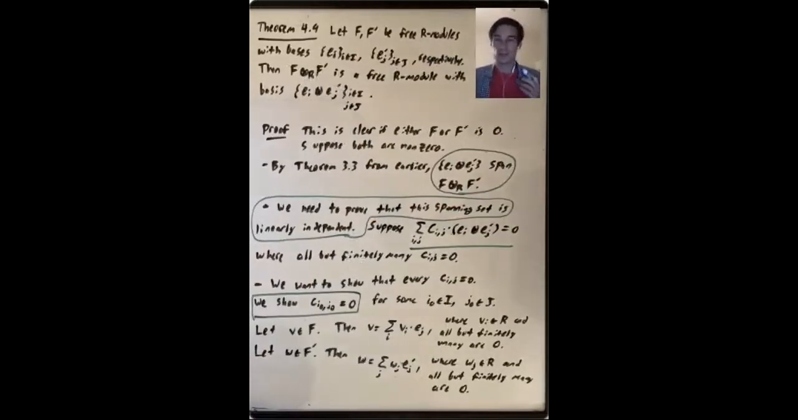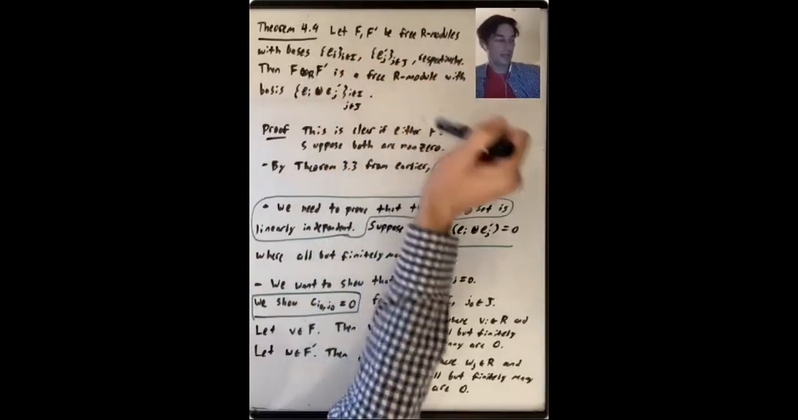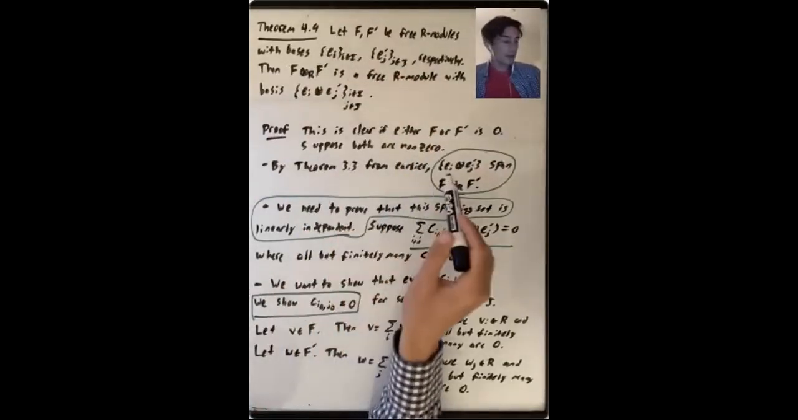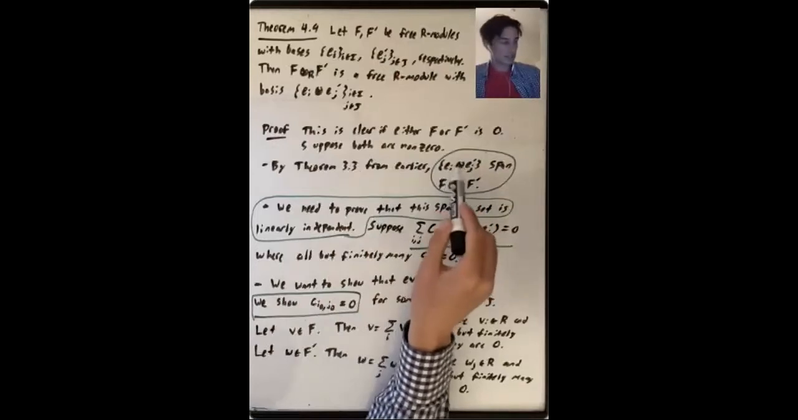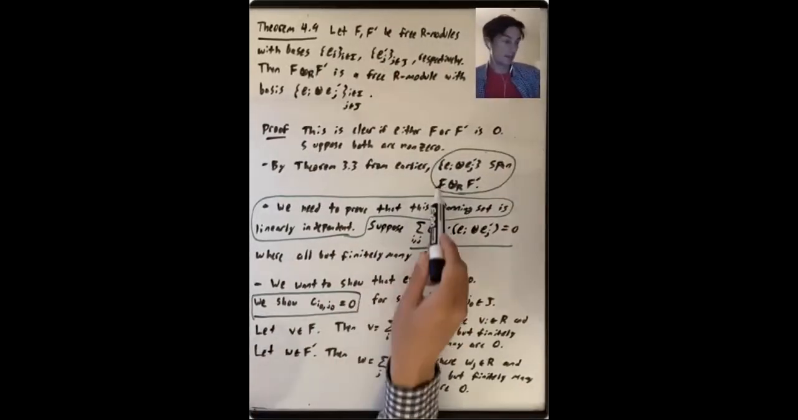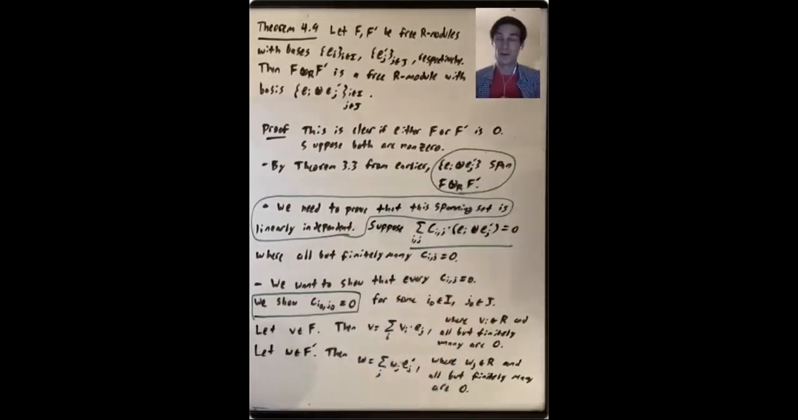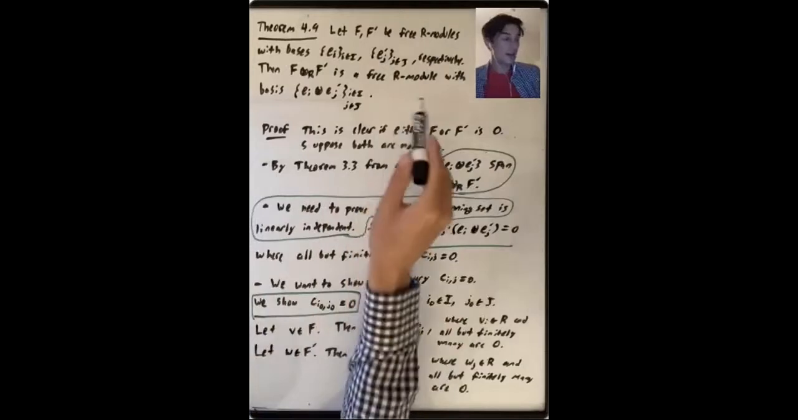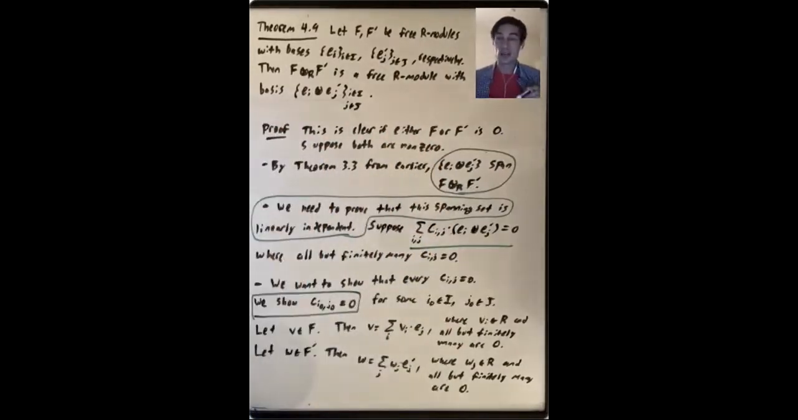All right, so first, if F or F' is 0, then this statement is clear. So let's suppose that they're non-zero, so both of these sets are non-empty. By this Theorem 3.3 that we proved earlier, the collection of elementary tensors e_i tensor e_j' form a spanning set for the tensor product. So what do we need to do in order to go from having this spanning set to having a basis? We need to show that this spanning set is linearly independent.